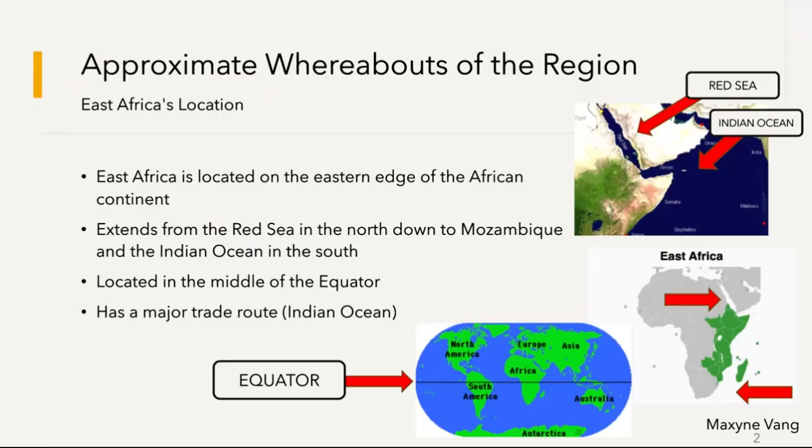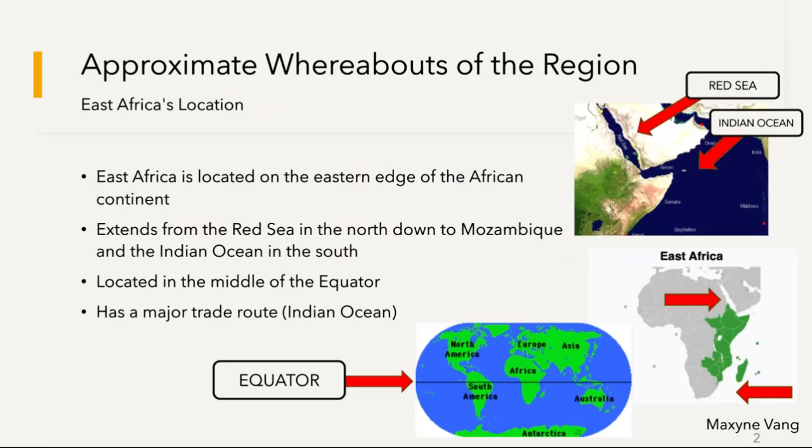Approximate whereabouts of the region. East Africa is located on the eastern edge of the African continent. It's a region known for its rich culture, diverse landscapes, and historical importance. It extends from the Red Sea in the north near countries like Eritrea and Sudan, all the way down to Mozambique and the Indian Ocean in the south.